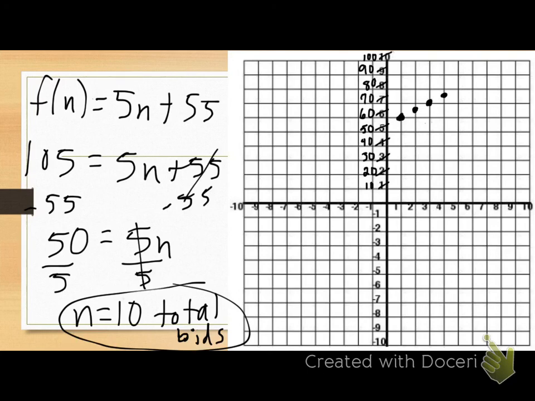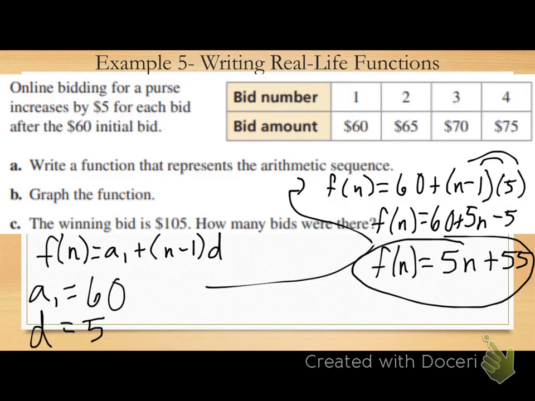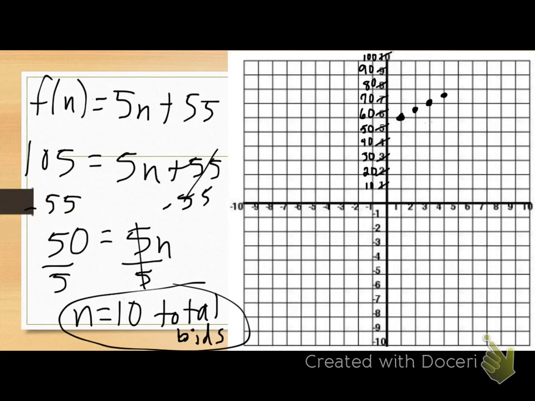Question: why would you not just divide it by 5? Divide 105 by 5, and you just have your answer. No, you wouldn't, because my initial bid is $60, and it's increasing by 5 each time. We divided 50 by 5 to get 10. So the formula helps us out a lot.